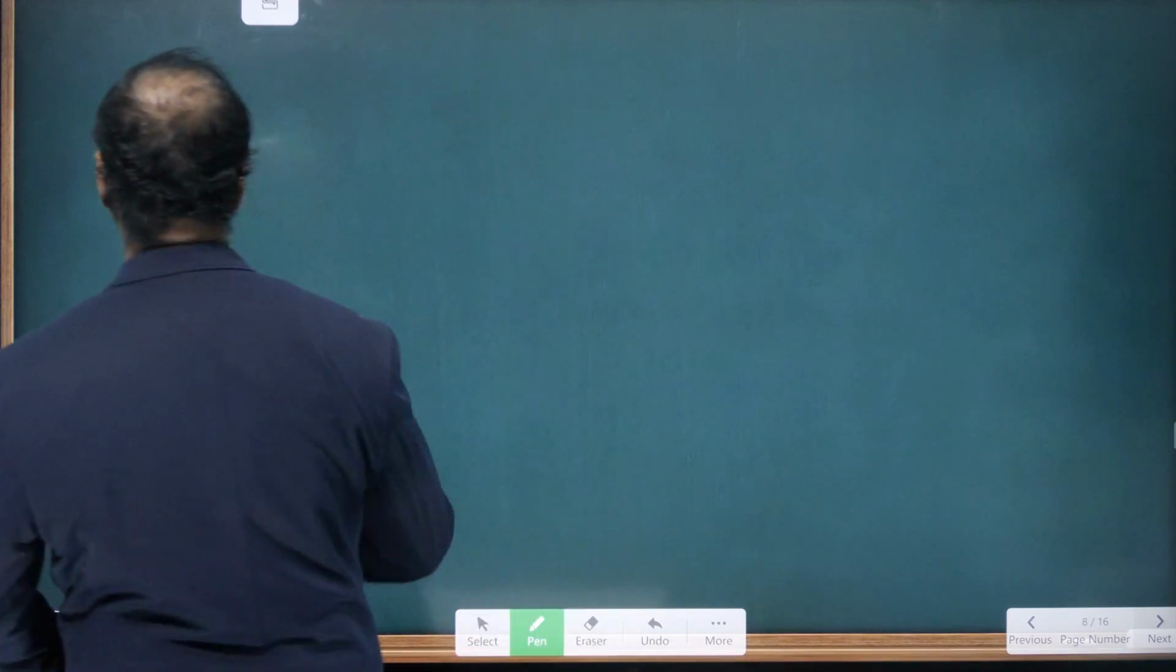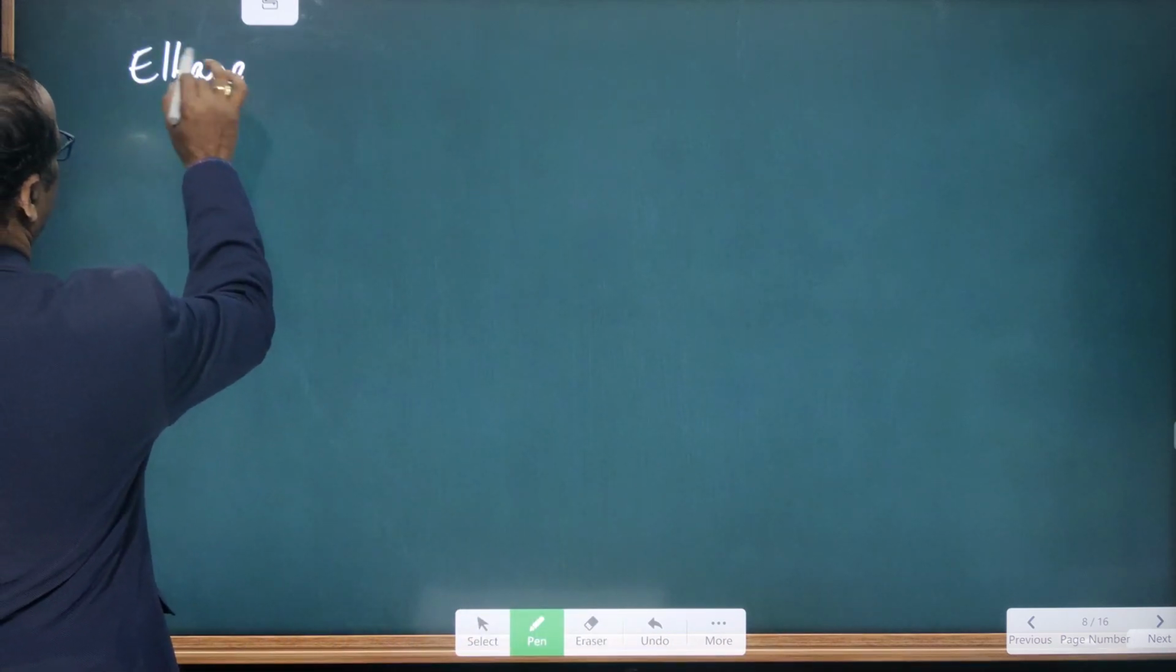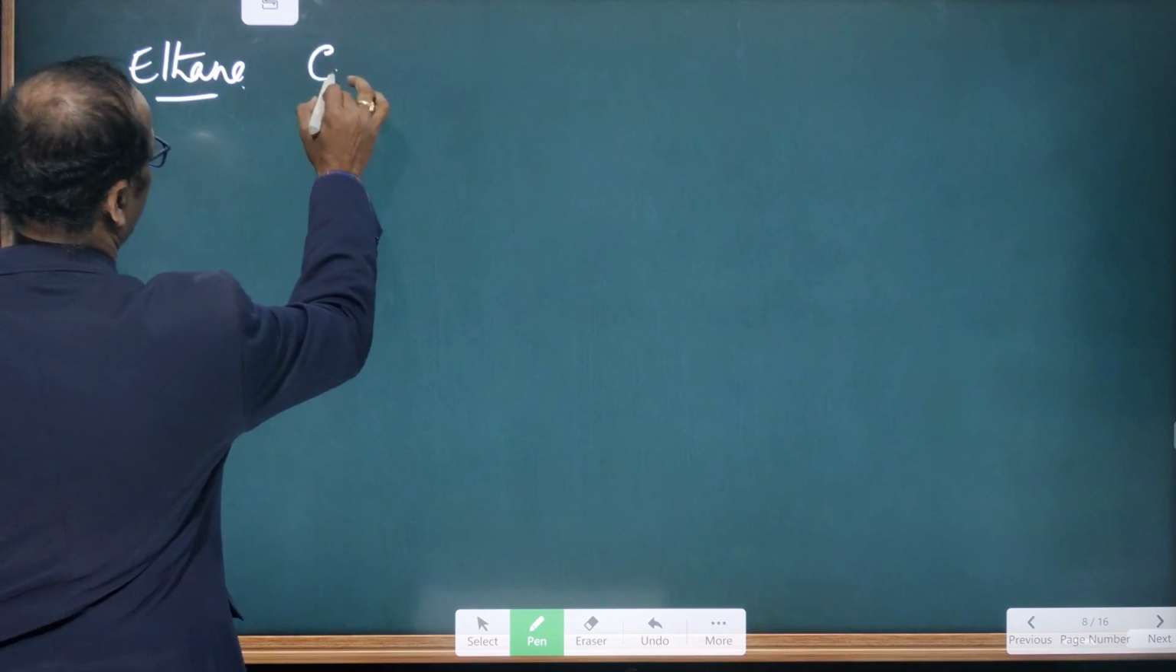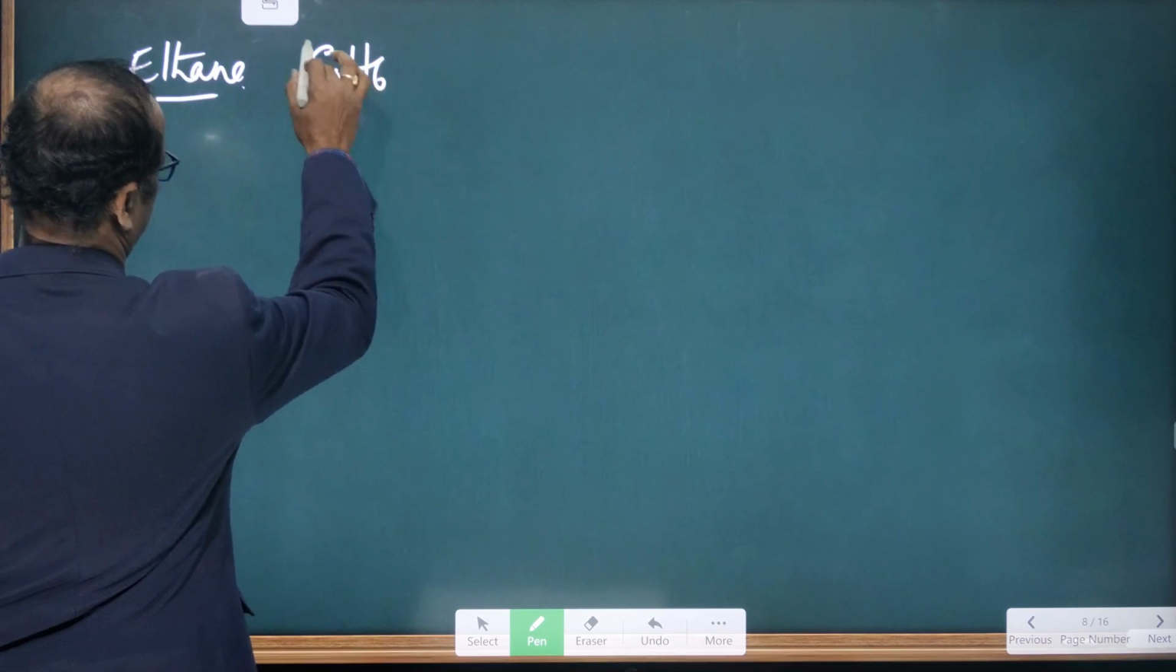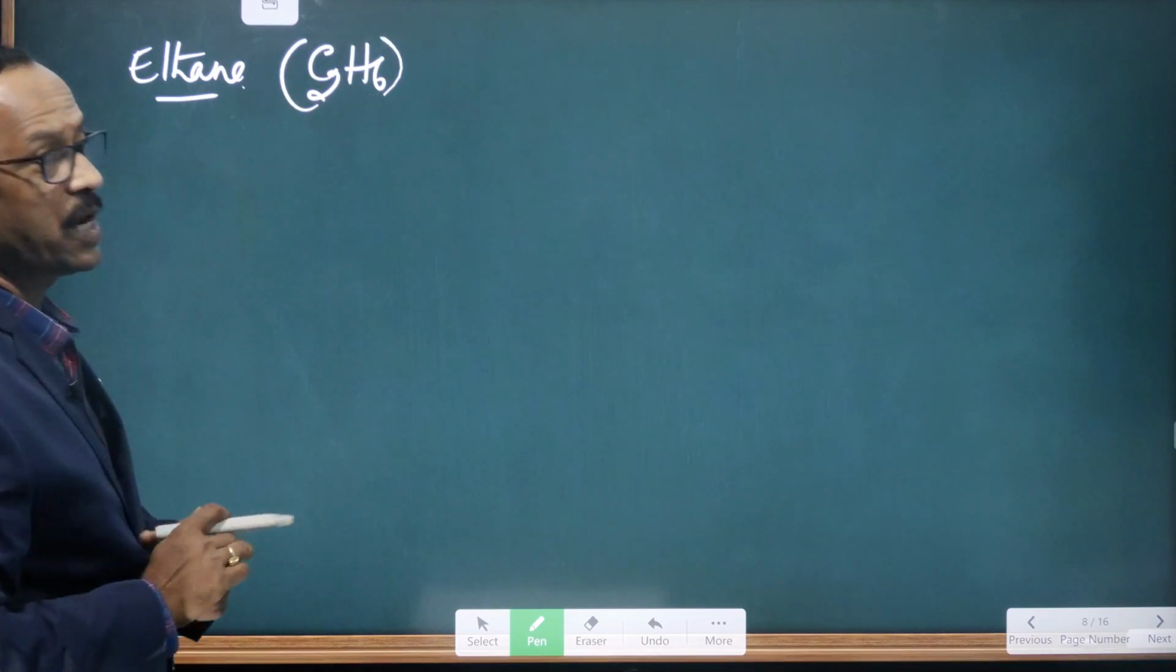Ethane is also given. Okay, ethane. If you understood methane, then ethane is very simple. The ethane formula is C2H6. What is the formula of ethane? C2H6. So here, how many carbon atoms are there?